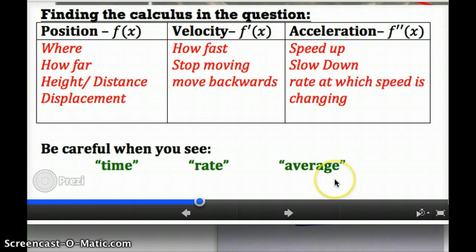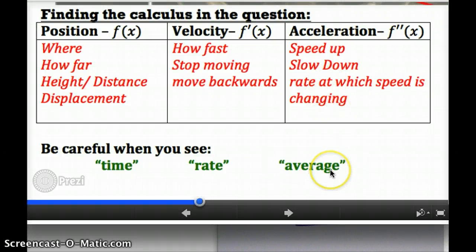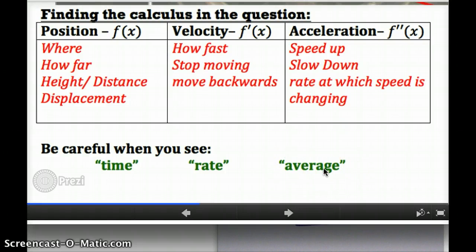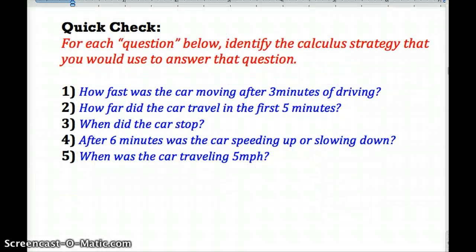Finally, average is different than instantaneous rate. Instantaneous rate is either a velocity or an acceleration, and you plug in a number. When you calculate averages, you're going to use the slope formula, and I'll do an example in just a minute, but just remember that average rate of change is not actually a derivative. Before moving on to some practice problems, I just want to check your understanding of these concepts. Look at question number 1 below. What calculus strategy would you use to answer this kind of question?